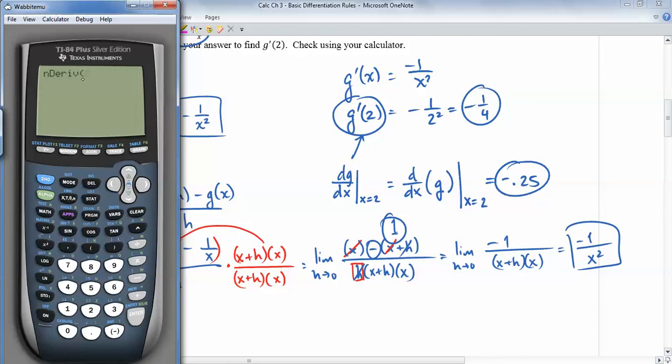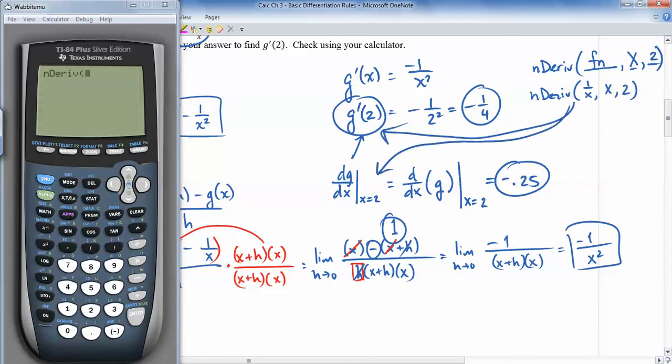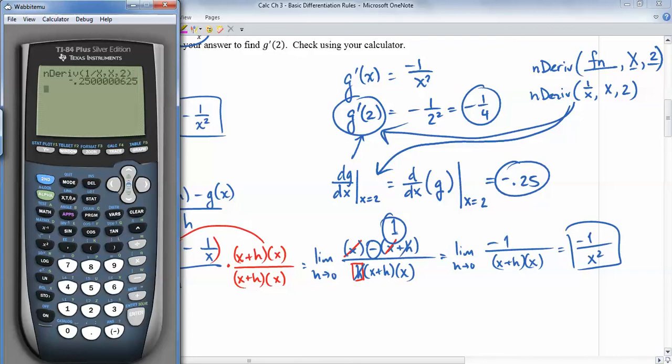So if your calculator shows up this way instead, where it says n deriv when you enter it, then you need to type in 3 things. The first thing is the function, the second thing is the variable, and the third thing is where you want it. So in this case, you'd type in n deriv, and then it would be 1 over x, x, 2. And that means the same thing as this or this. So in this case, I do 1 over x, comma, x is my variable, and I care about it when x is 2. And if I hit enter, there's the same answer that I got before.